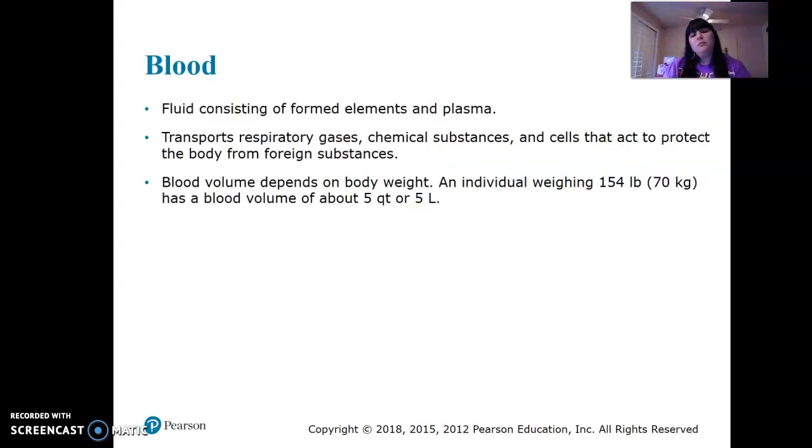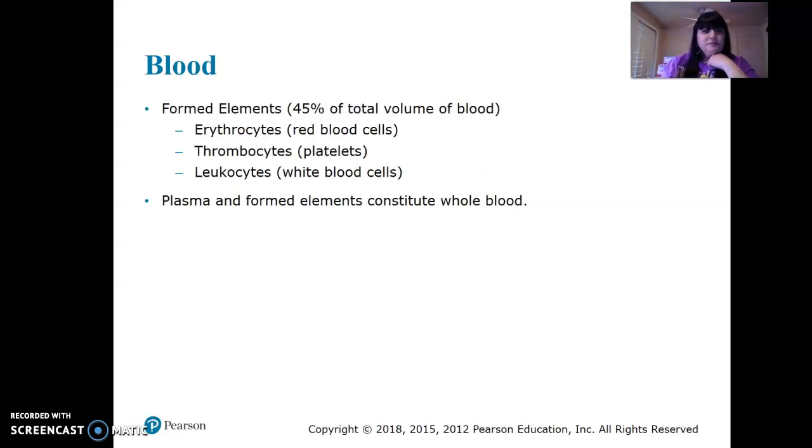Okay, so what is blood? It's a fluid containing plasma and formed elements. Plasma transports gases and chemical substances. Blood volume for a normal, quote, average person is about 5 liters. Think of a liter, think of a Coke bottle. It's a 2 liter. So 5 liters would be 2 and a half Coke bottles, right? So an average person has about that much blood in their body.